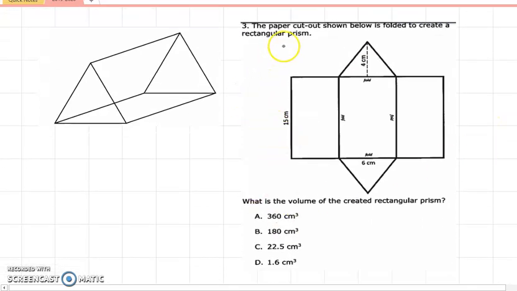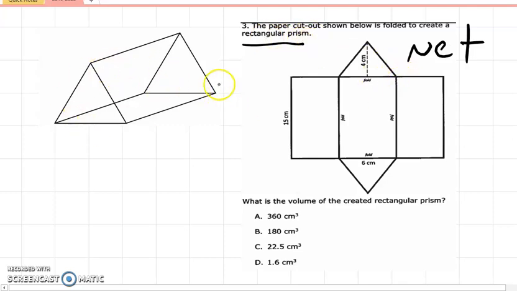Okay. Number 3. The paper cut shown below is folded to create a rectangular prism. So this, in math, is called a net, N-E-T. This is a net of a 3D figure, and I've shown you before in the class. Some of you have these cutouts in your backpacks. This is a cutout of a rectangular prism, a 3D figure.